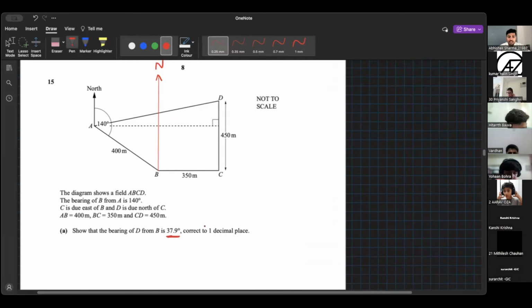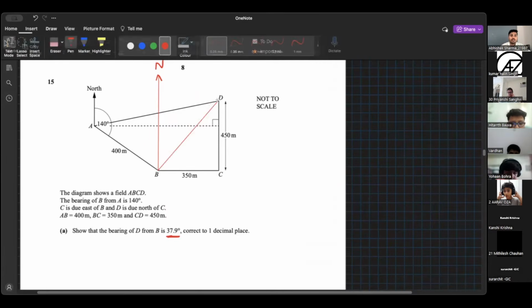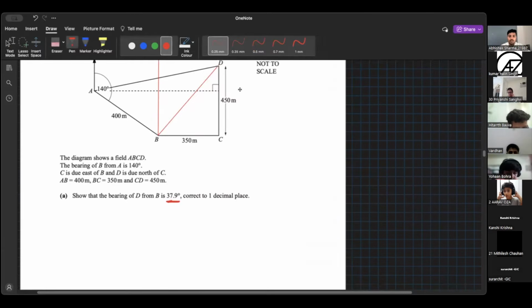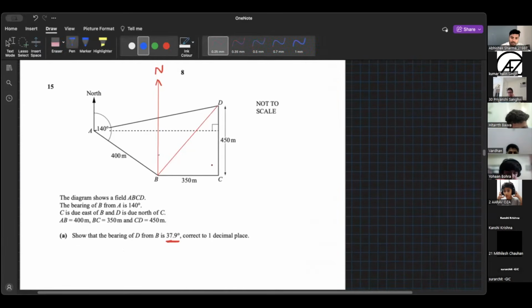They are asking us to find the bearing of D from B. So we have to join this line BD also, like this. Clear? 2 marks. Okay. Which angle we have to find? We have to find this angle. The bearing of D from B, as per the method, is always calculated from north and it is calculated in clockwise direction. So this is the angle that we have to calculate, the bearing of D from B.